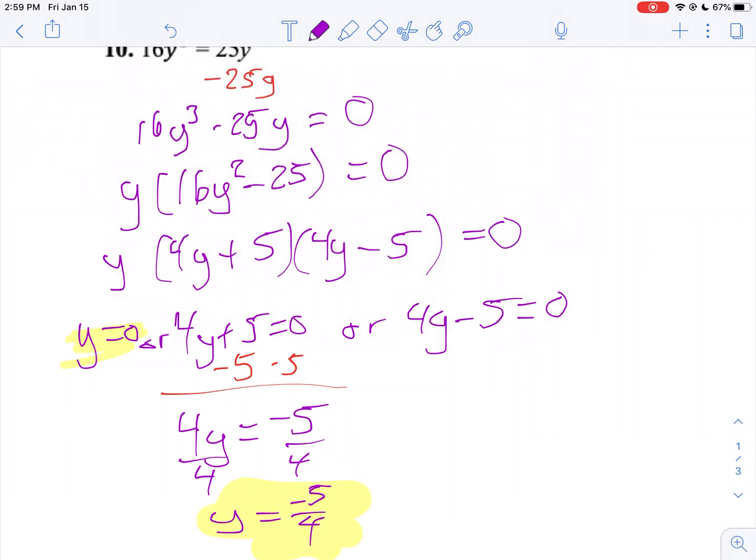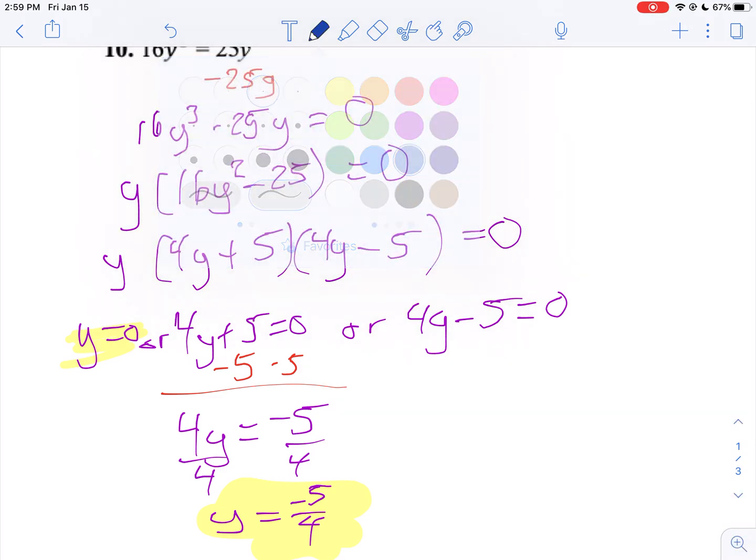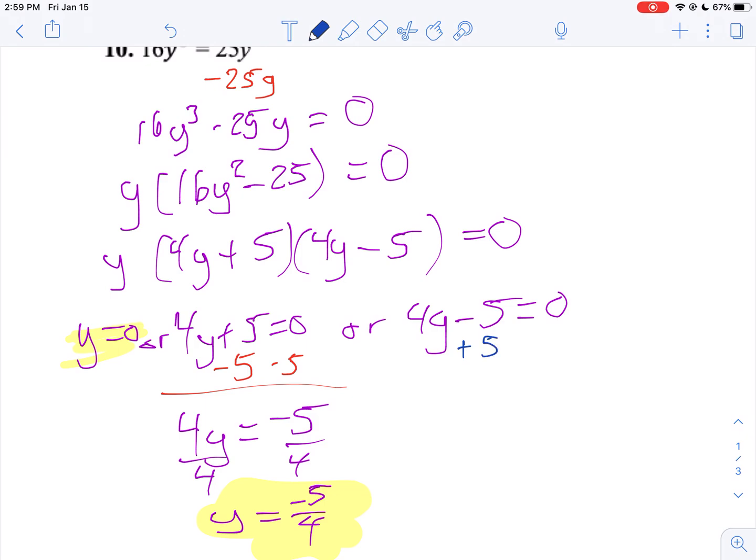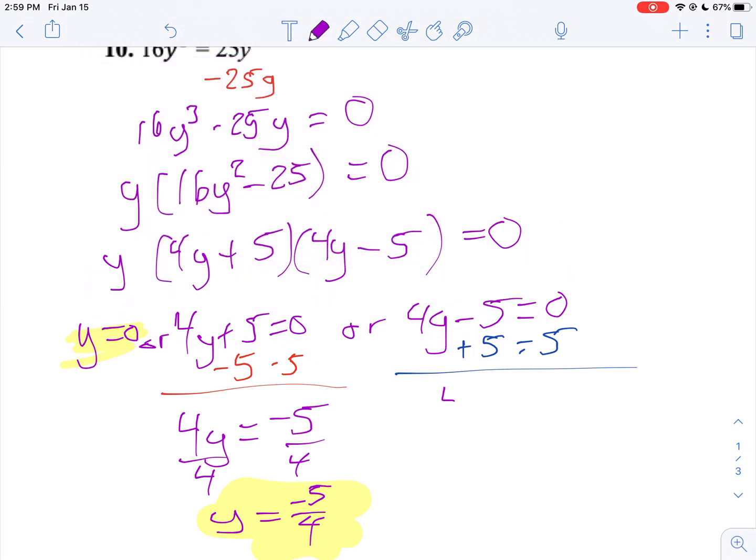Then we do our third one. The opposite of subtracting is adding. So we're going to add 5 to both sides. Notice it's a very similar problem because it's just plus and minus. So we get 4y equals 5. Divide both sides by 4. And we get y equals 5 over 4.